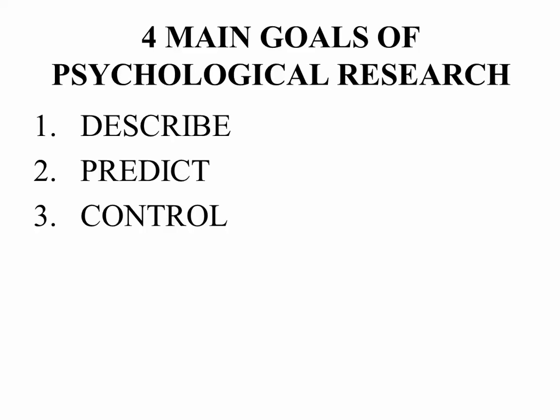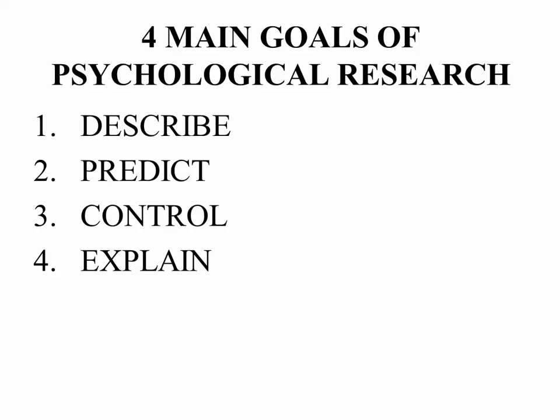And the fourth goal then is explain. To me, explain kind of happens at the end. After you've described the phenomenon, say depression, you try to predict who's going to get it, and you're looking at control, you're testing, and now you basically explain, well, why does this even occur? What are the triggers? Why does depression happen in our society? So you want to explain it to the population at large.